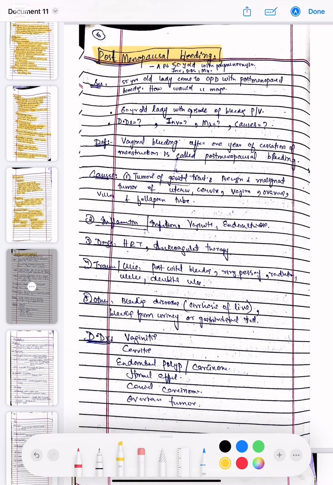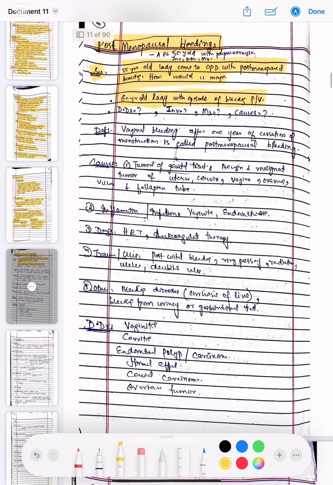So we have a scenario that there is a 55-year-old lady who came to OPD with postmenopausal bleeding. How will you manage? Then there is a 60-year-old lady with episodes of bleeding PV. So what are the DDs, the investigations, the management, and the causes?